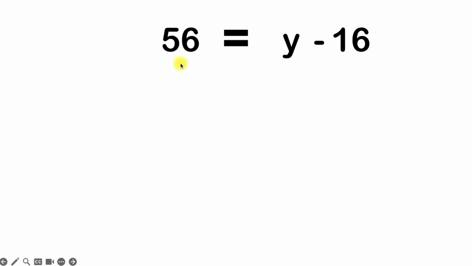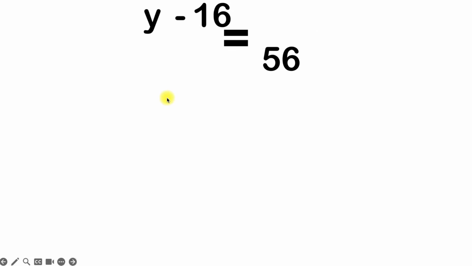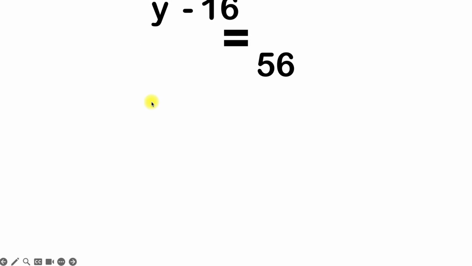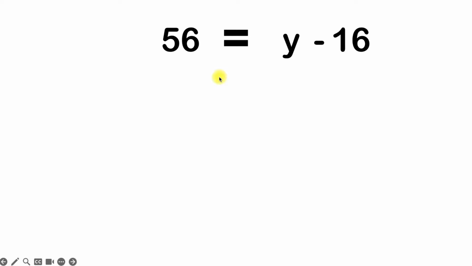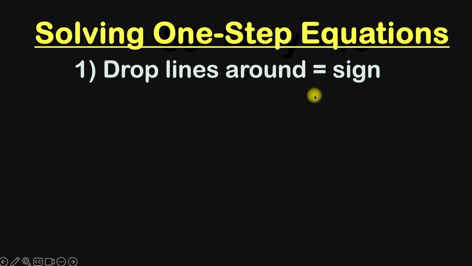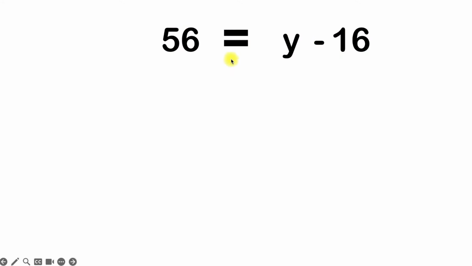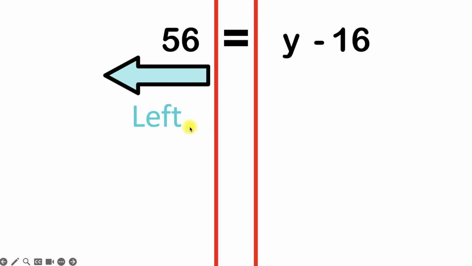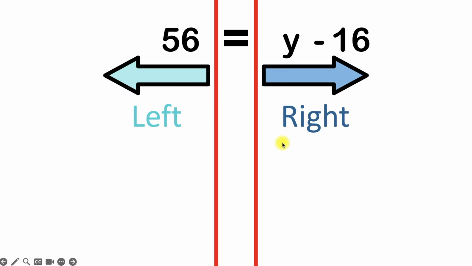Here we have 56 equals y minus 16. Normally, we see it written a lot more like this, with the variable on the left. But because they're equal to each other, it doesn't matter what side you have the variable on. So what's step 1? Well, step 1 is to drop lines around the equal sign. So right next to the equal sign, we'll drop lines down. This is going to separate the equation into the left side and the right side.